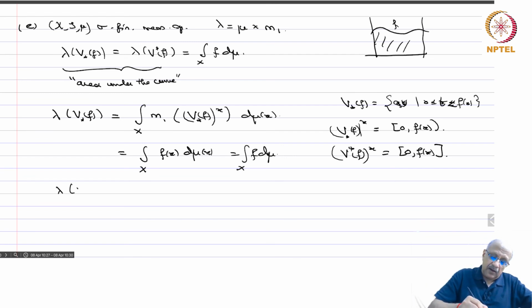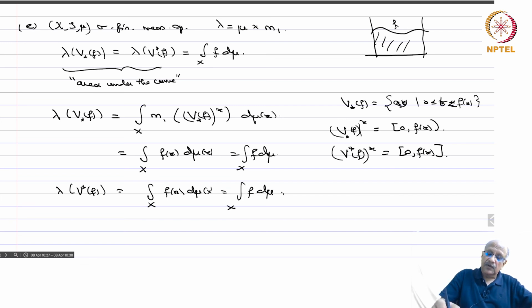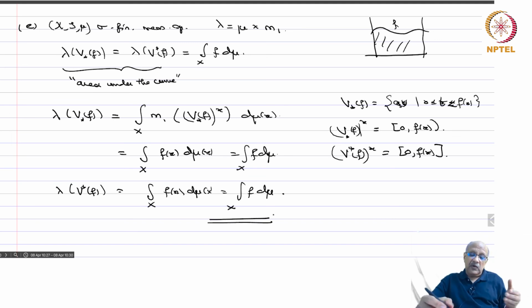Similarly, lambda of V superstar f is the same thing. So the integral over X of f of x d mu of x, which is equal to the integral of f d mu over X. So you see, the way the product measure is defined just generalizes the notion of area.